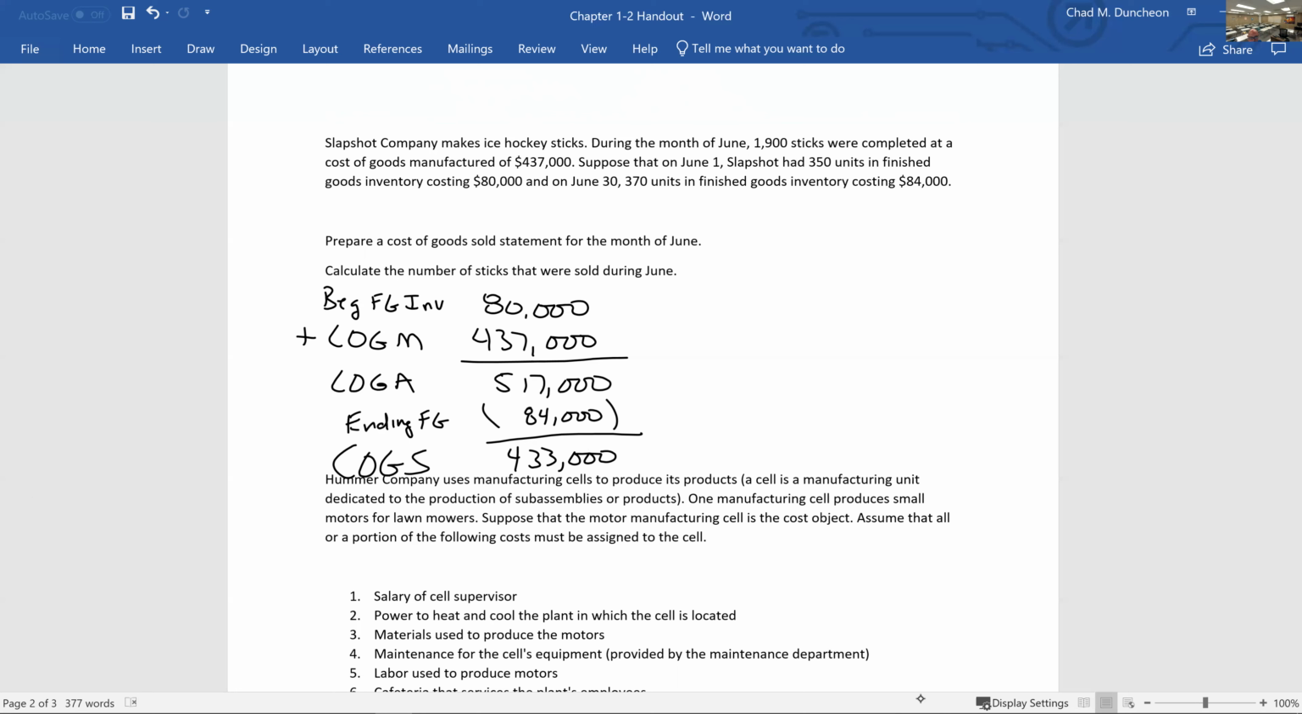Then it says calculate the number of sticks that were sold. We can do the same thing here. In our beginning inventory, we had 350 units. We had 350 plus the 1,900 we brought in, so we had 2,250 available to sell. We only had 370 left in stock. So we sold 1,880 sticks.